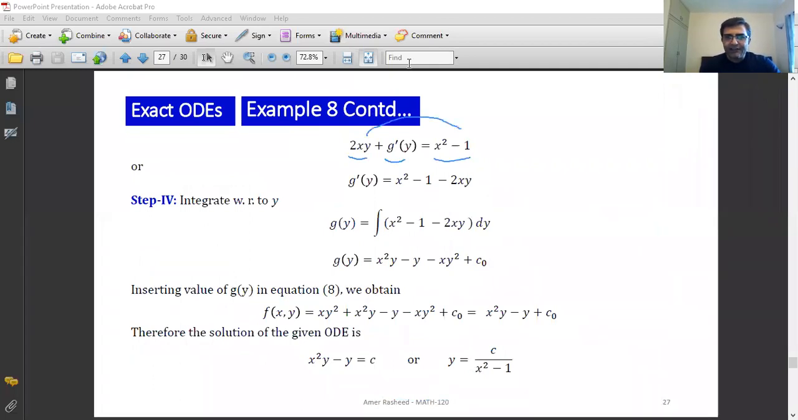Now we take this thing on the other side. We can write g dash of y is equal to x squared minus 1 minus 2xy.